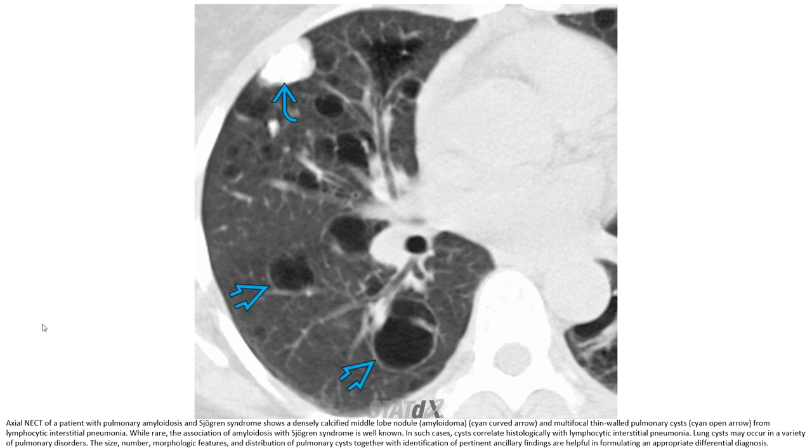Lung cysts may occur in a variety of pulmonary disorders. The size, number, morphology, and distribution of the cysts, together with identification of pertinent ancillary findings, are helpful in formulating an appropriate diagnosis.